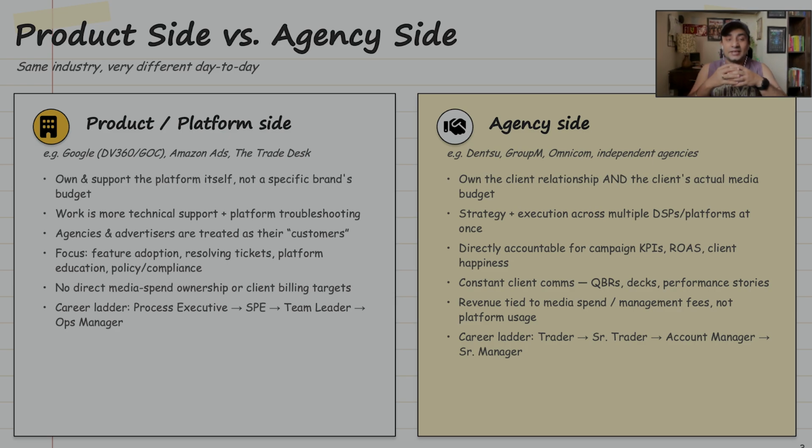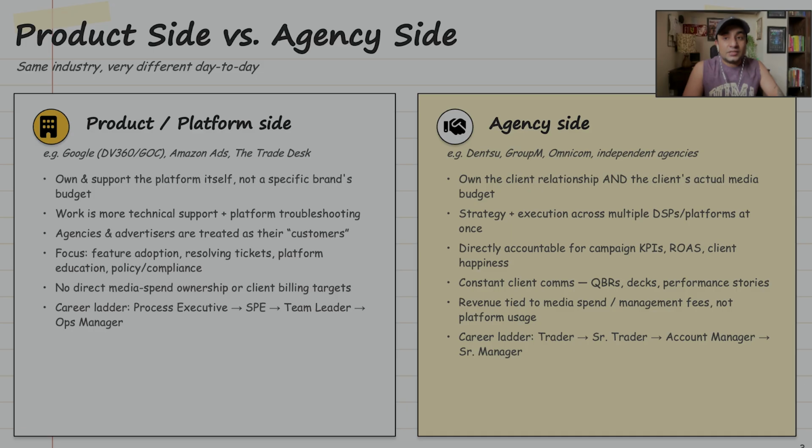So let's understand it. In a product side company, you own and support the platform itself, not a specific brand budget. That is the basic. You must have got this understanding by now. So work is more technical support here and platform troubleshooting, rather than working on different clients, you would be doing troubleshooting on the platform itself. Then agencies and advertisers are treated as customers. They are not your client, they are your customers. They are using your product to serve their clients.